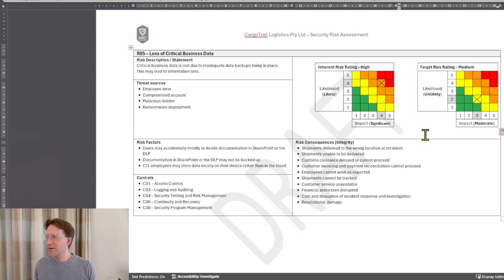For the target risk rating, I would again look at unlikely likelihood, moderate impact, and a medium rating overall. This is due to access control preventing just anyone from having access to that critical data in the first place to be able to delete it or modify it. So it's not as likely that it's going to happen.